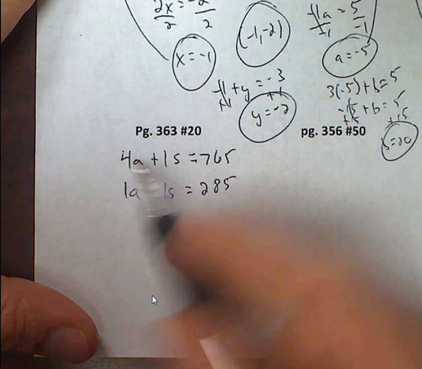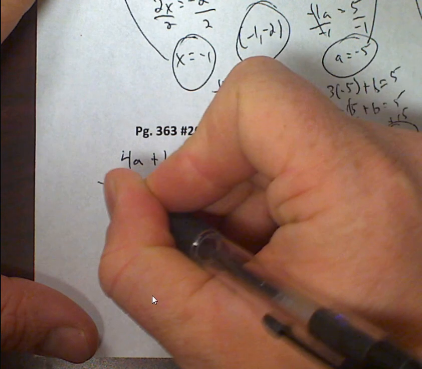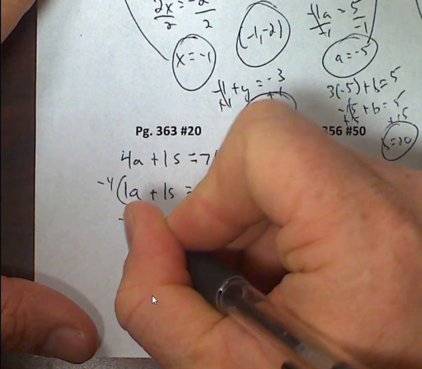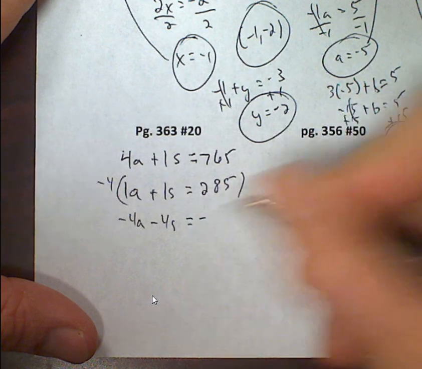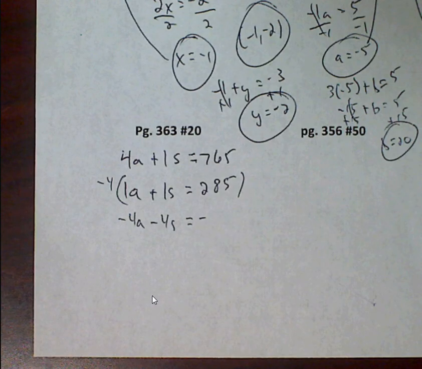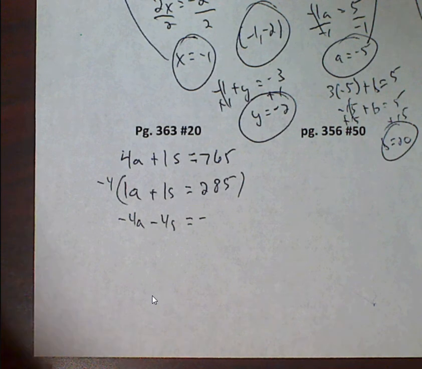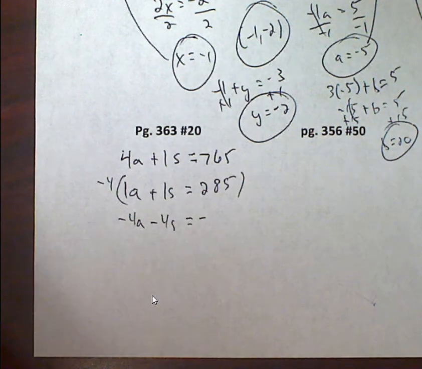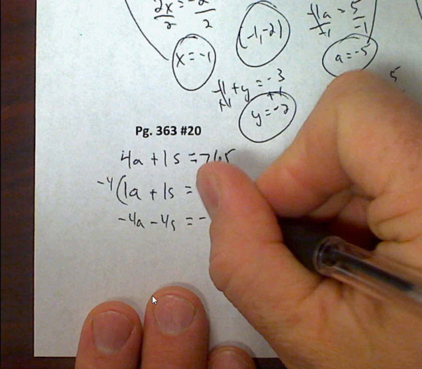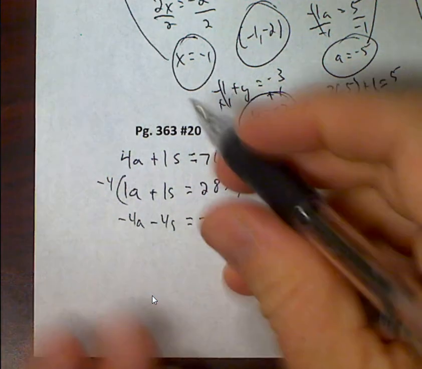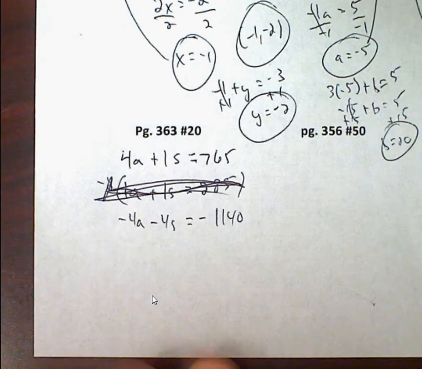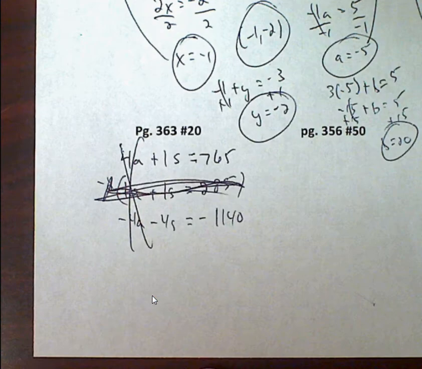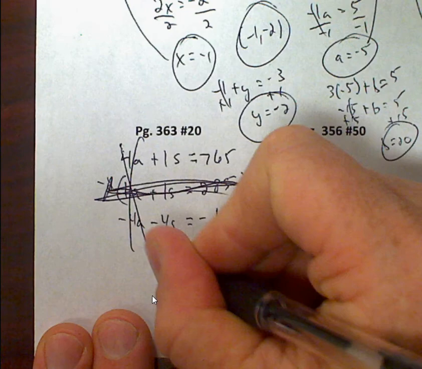So I'm going to go ahead and just do the front. I'm going to multiply this by negative 4. So that gives me negative 4A minus 4S equals negative... Let me get my calculator. So I get 285 times negative 4. That gives me negative 1140. So now A is gone. This eliminates. 1 minus 4 is negative 3S.